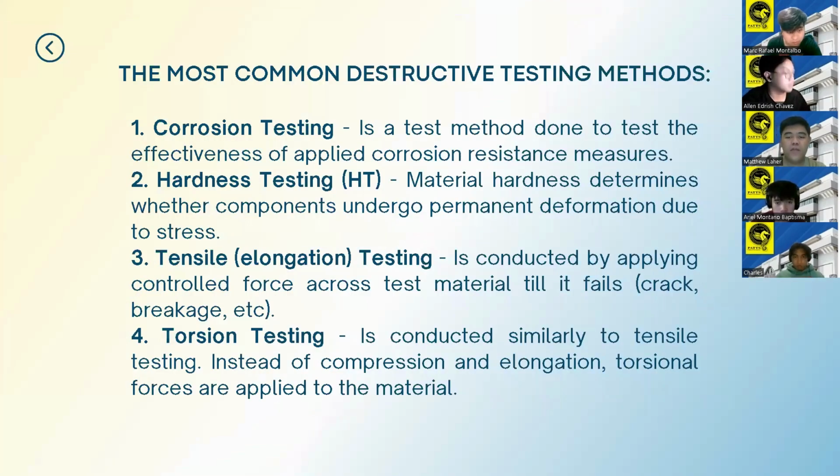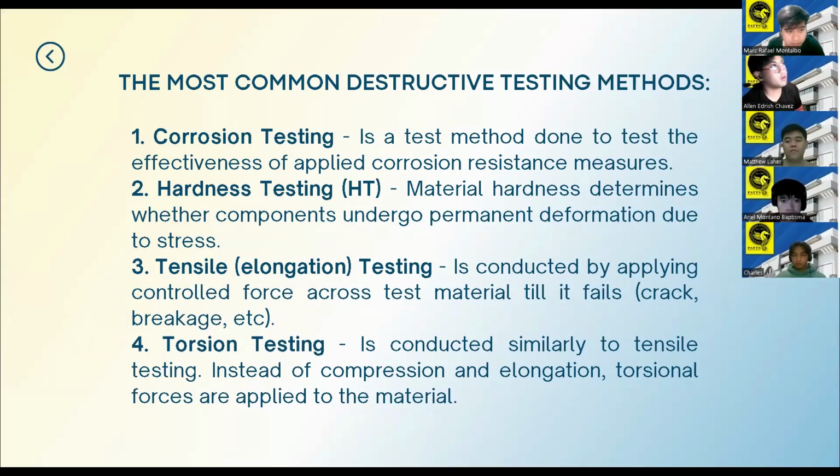So aside from the steps that destructive testing methods follow, now we will discuss the most common destructive testing methods that are used in the aviation industry. For the most common destructive testing method, first is the corrosion testing. It's a test method done to test the effectiveness of applied corrosion-resistant measures.